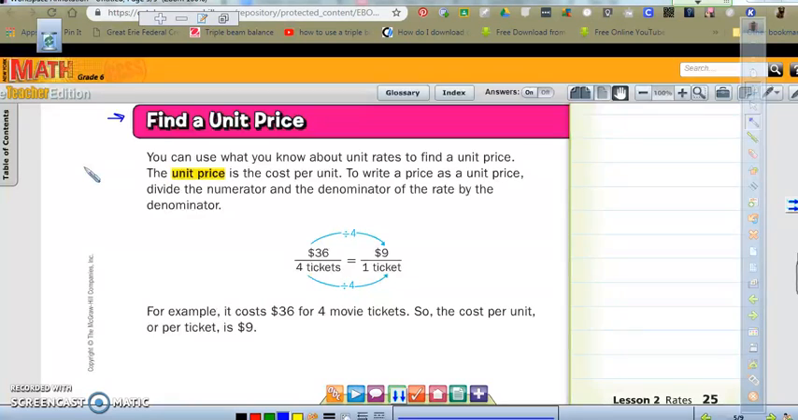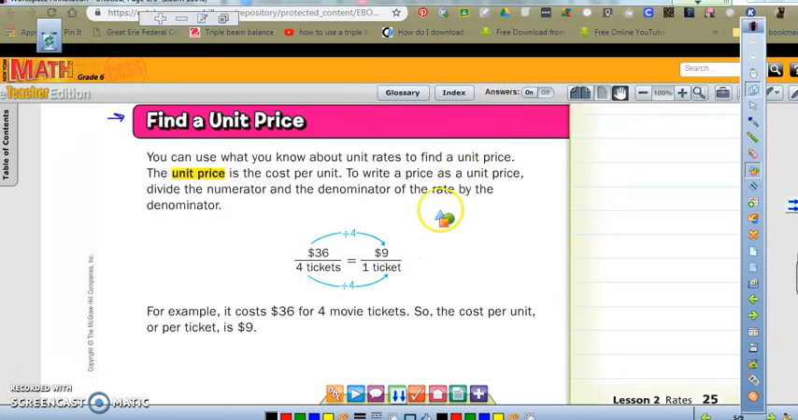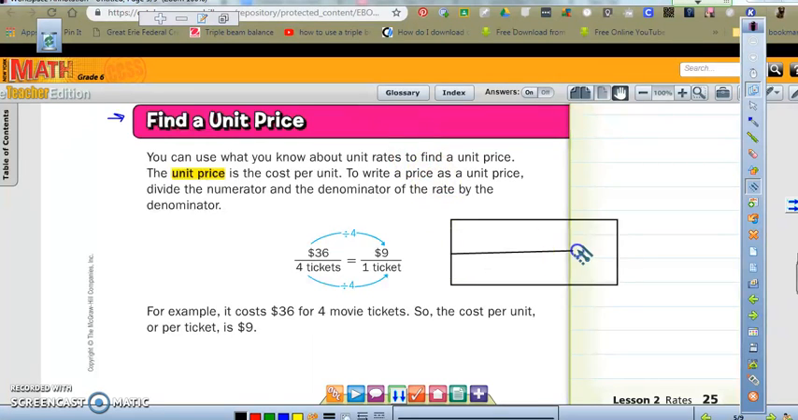So you can use what you know to find unit rates to find a unit price. A unit price is the cost per unit. So if you've ever gone to a store and you see in the bulk section it does it per pound, that's what this is talking about. So this one is, it costs $36 for 4 movie tickets. What's the price per ticket? Again, we got the denominator to 1. So let's draw our ratio table because I do not like the way they did theirs.